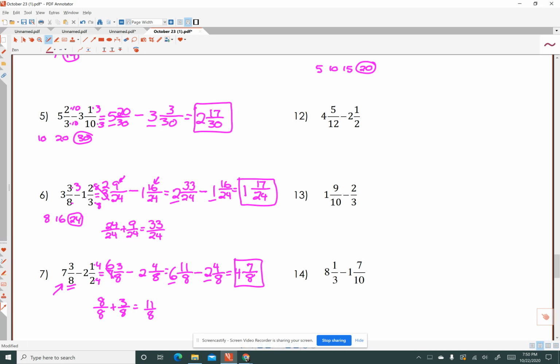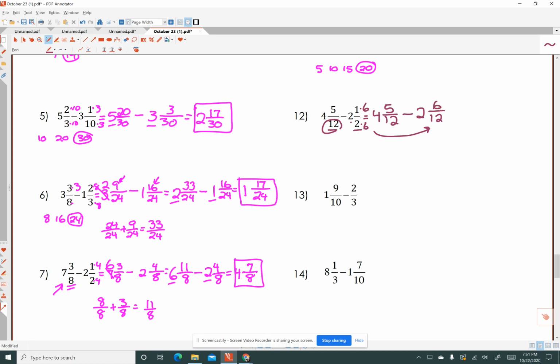Okay, let's check out the rest of the problems. We have denominators of 12 and 2. Well, 12 is a multiple of 2, so we can go with 12ths as our denominator. So our first fraction stays the same, 4 and 5 twelfths, minus 2 and some number of twelfths. Well, 2 times 6 is 12, so we multiply the numerator by 6, which is 6.